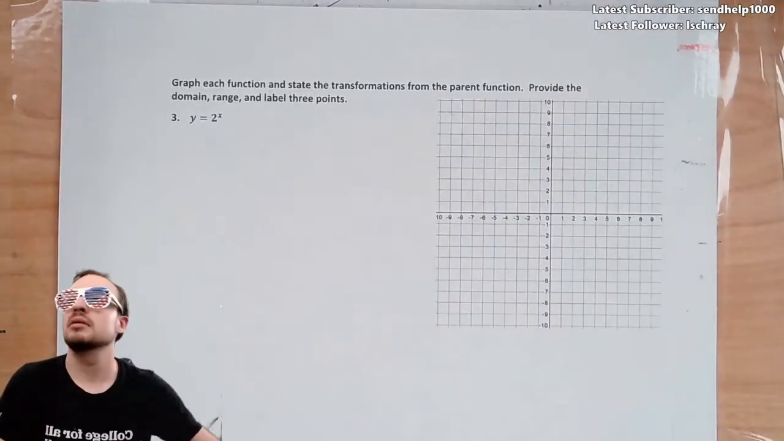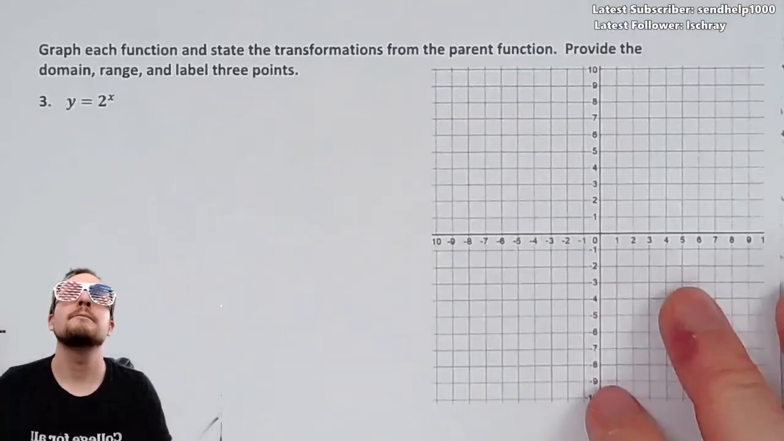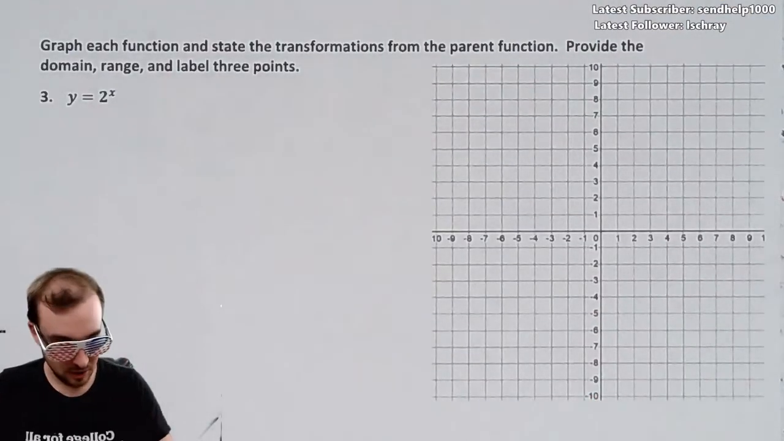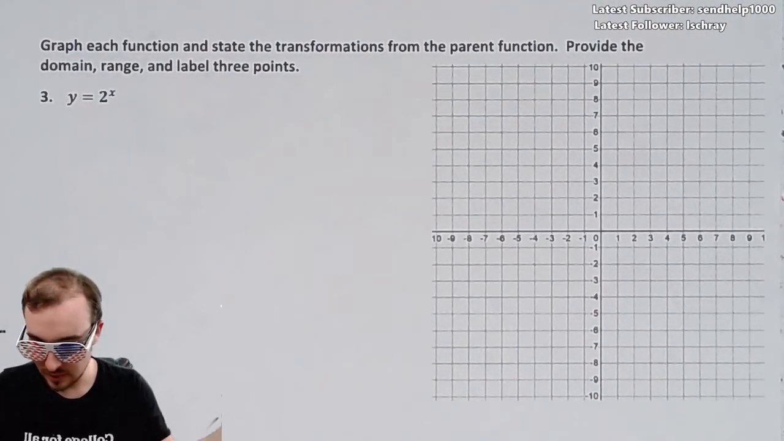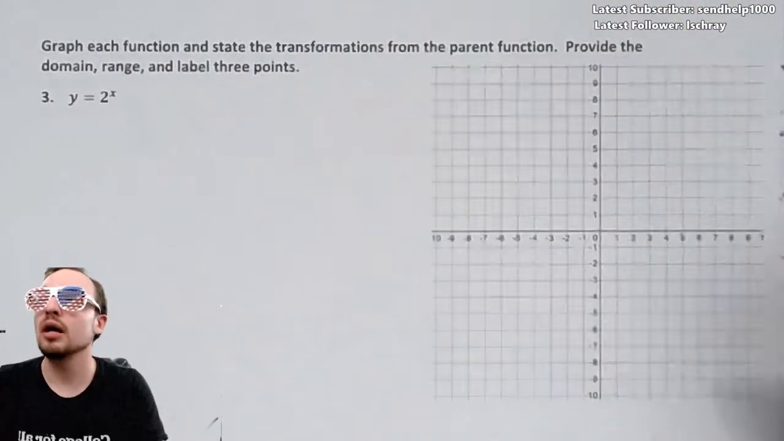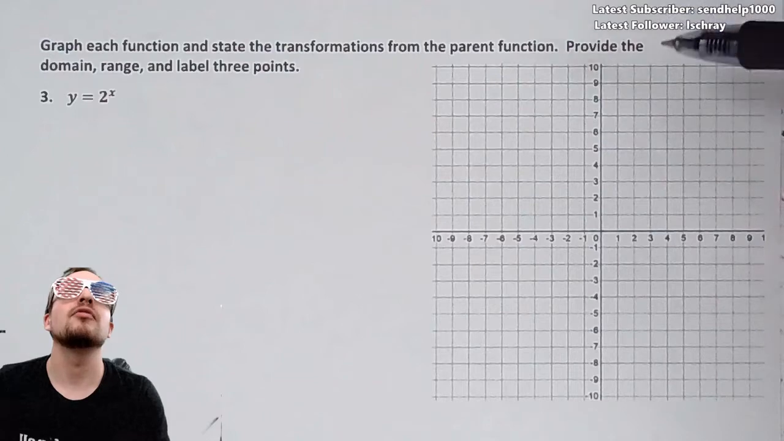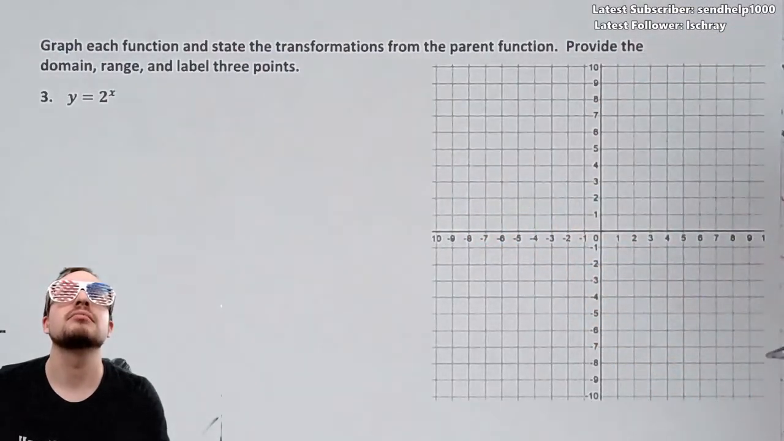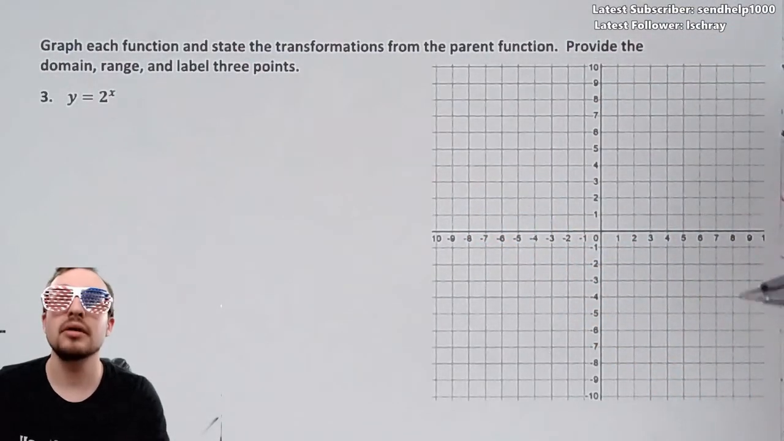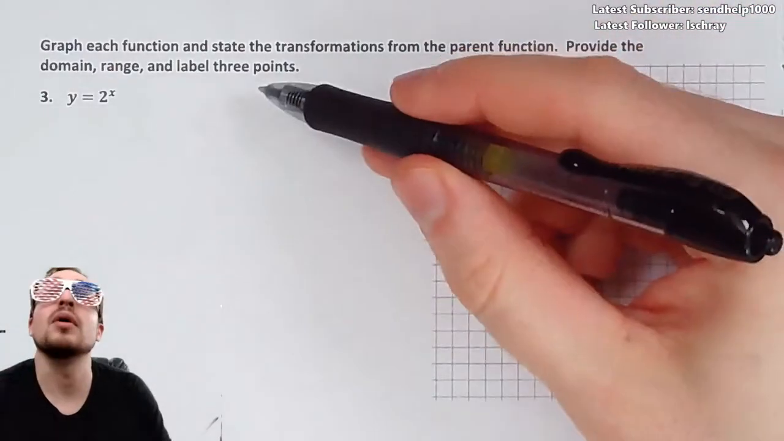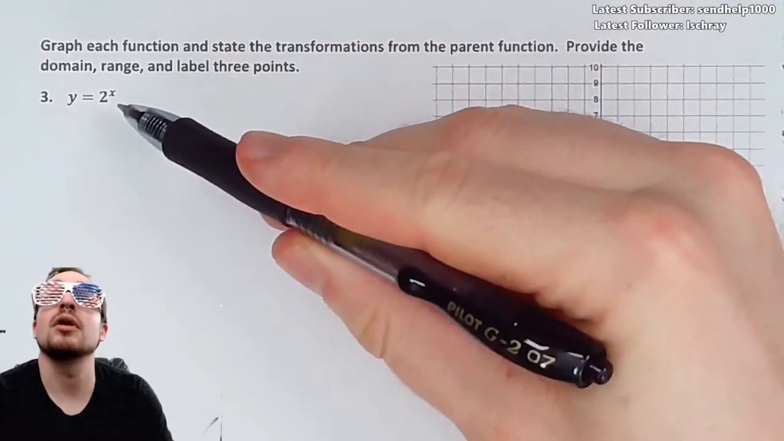Look familiar? You like what you see? So, graph each function and state the transformations from the parent function. Provide the domain, range, and label 3 points. Okay. So, label 3 points. I'm going to do 0, 1, and 3.